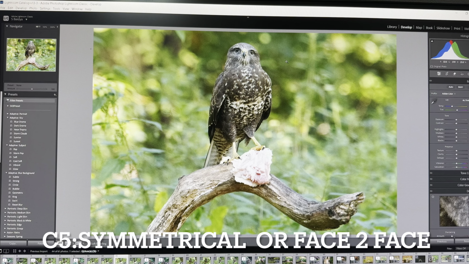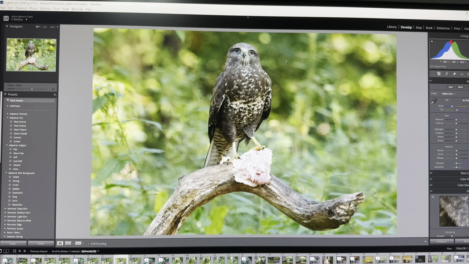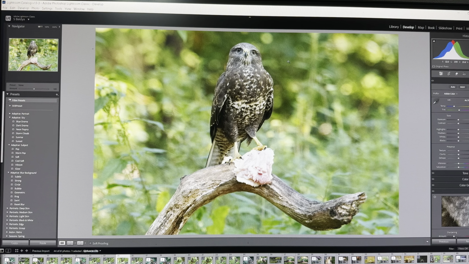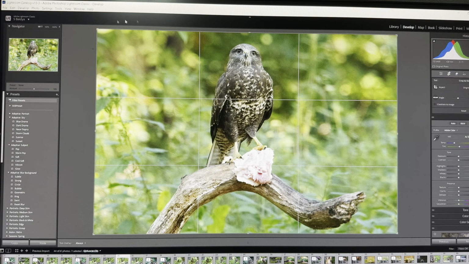So the next composition method I call face to face, or symmetrical. That means your camera and the face of the animal or the subject are aligned together. It gives a nice sense to the image, and it's basically a portrait image that gives a nice composition where you are really focused on your subject. So let's try something.